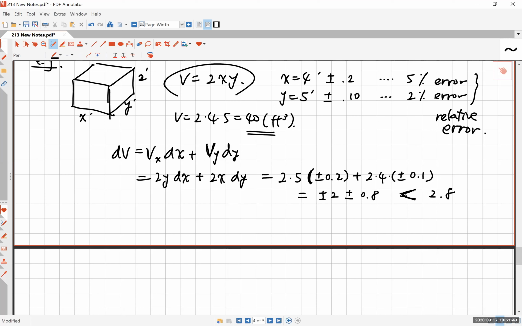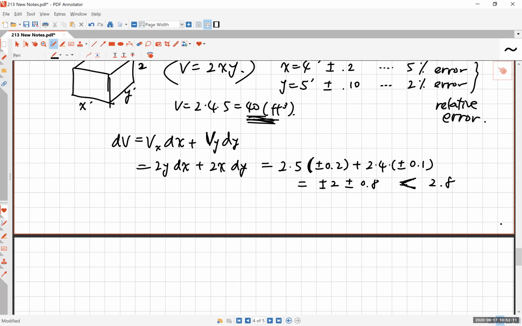Okay, so the error that we can get is by maximum 2.8. Our 40 cubic feet is our volume measured or calculated, but we could be off by as much as 2.8 cubic feet. Maybe not very precise, right? Okay, so that's one answer to this question. But I want to come back to this. dV is 2y dx plus 2x dy, right?